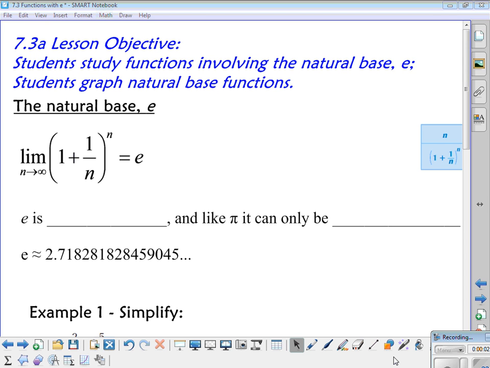Okay, so today we are going to study functions that involve the natural base e. So e is a special number, just like pi is a special number. And then we'll also graph them.